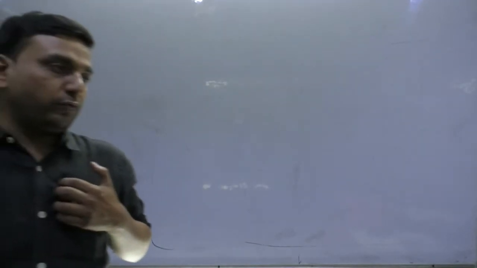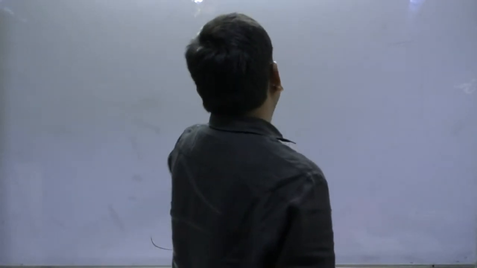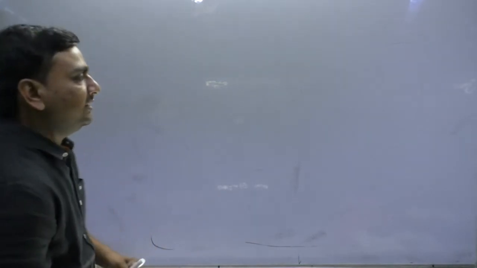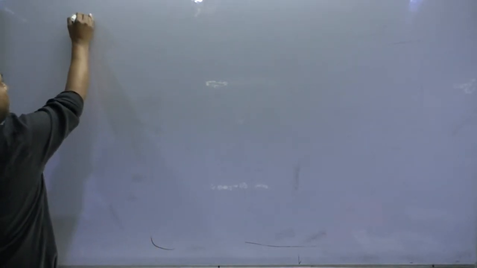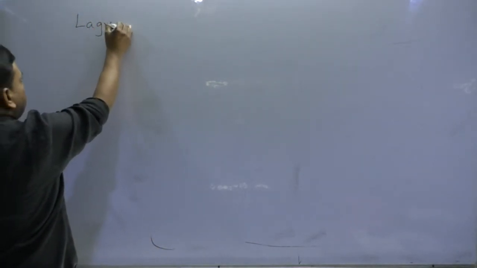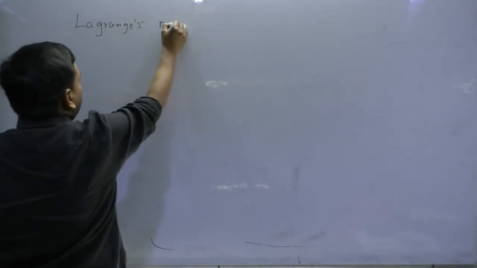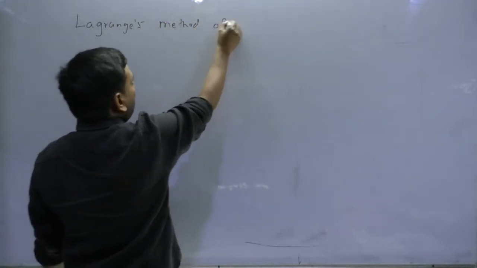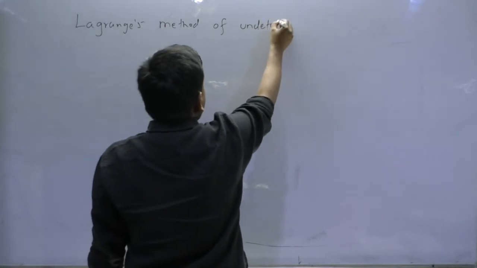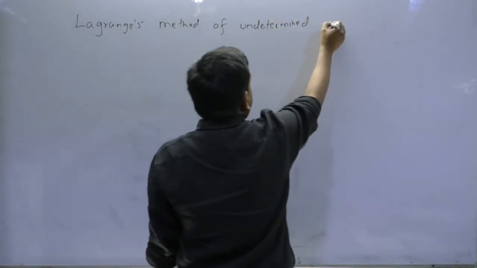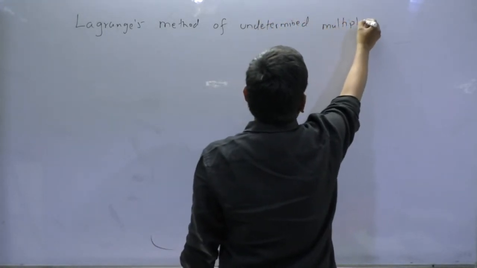from functions of two variables, functions of three variables. Now the very important concept, that is Lagrange's method of undetermined multiplier.